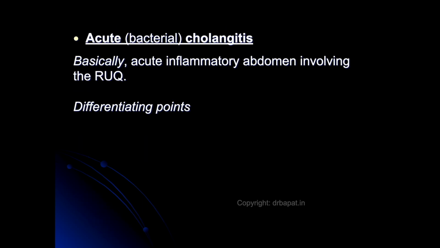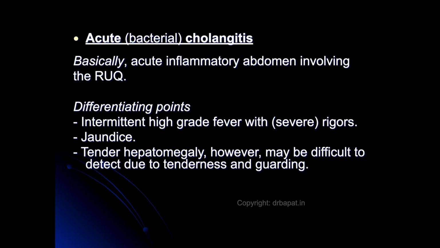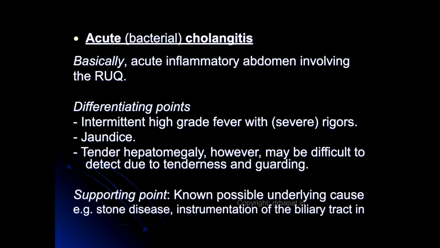Look, acute cholangitis also leads to the basic findings suggesting acute inflammatory abdomen. Which are the clinical findings which differentiate it from acute cholecystitis? Intermittent high-grade fever with rigors, jaundice, and tender hepatomegaly. A possible known underlying cause such as existing gallstone disease or instrumentation of the biliary tract in the recent past, etc., would support the diagnosis of acute cholangitis.